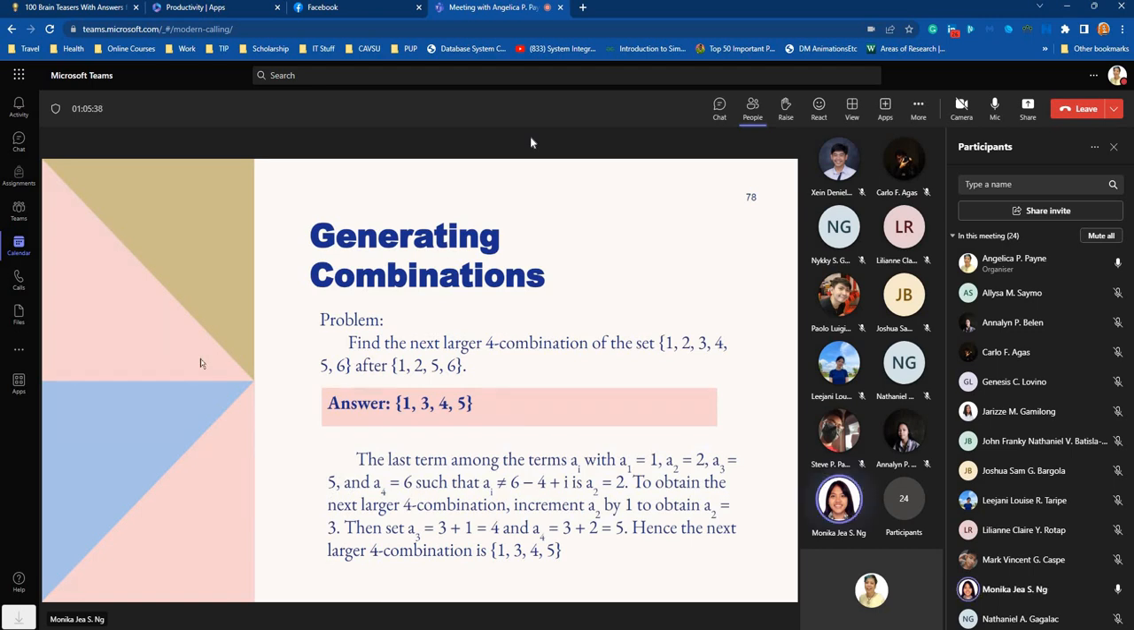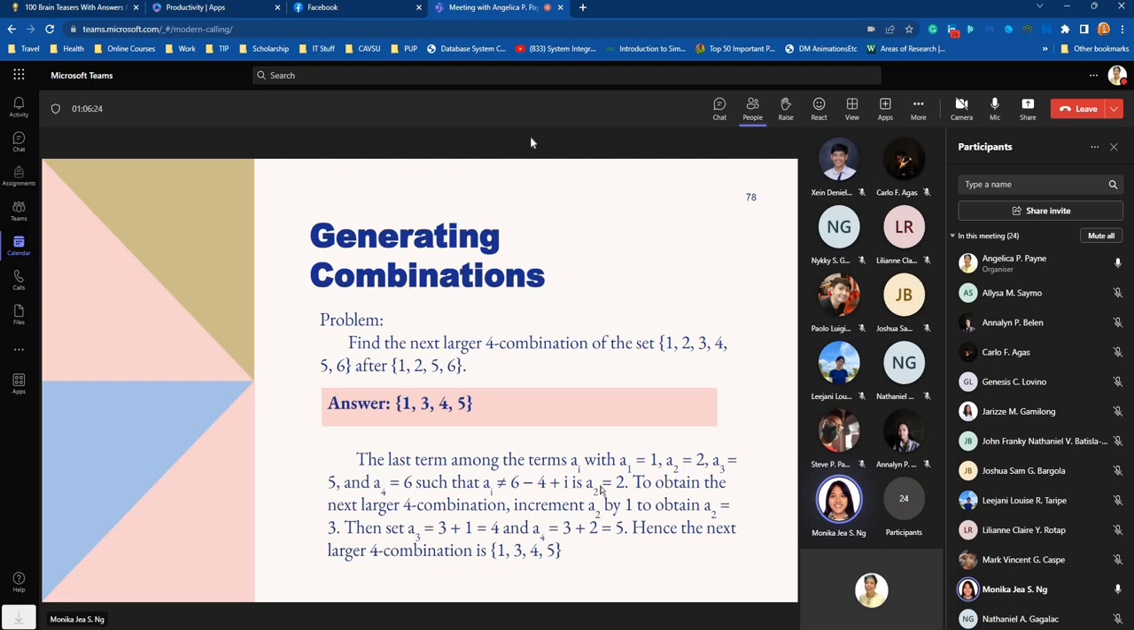Okay, the next problem. Find the next larger 4-combination of the set 1, 2, 3, 4, 5, 6 after 1, 2, 5, and 6. And the answer would be 1, 3, 4, 5. The last term among the terms a sub i, with a sub 1 equal to 1, a sub 2 is 2, a sub 3 is 5, and a sub 4 is 6, such that a sub i is not equal to 6 minus 4 plus i, is a sub 2 equal to 2. It means 6 minus 4 plus 2, if i is 2, then it would become 0. And it must be non-zero.